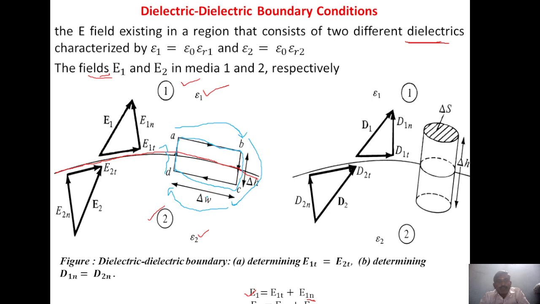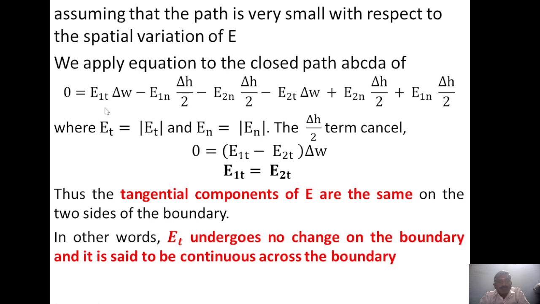What is the length of A to B? It is delta W. So delta W into Et1. It is a tangential component, so it will be E1t. So E1t into delta W.